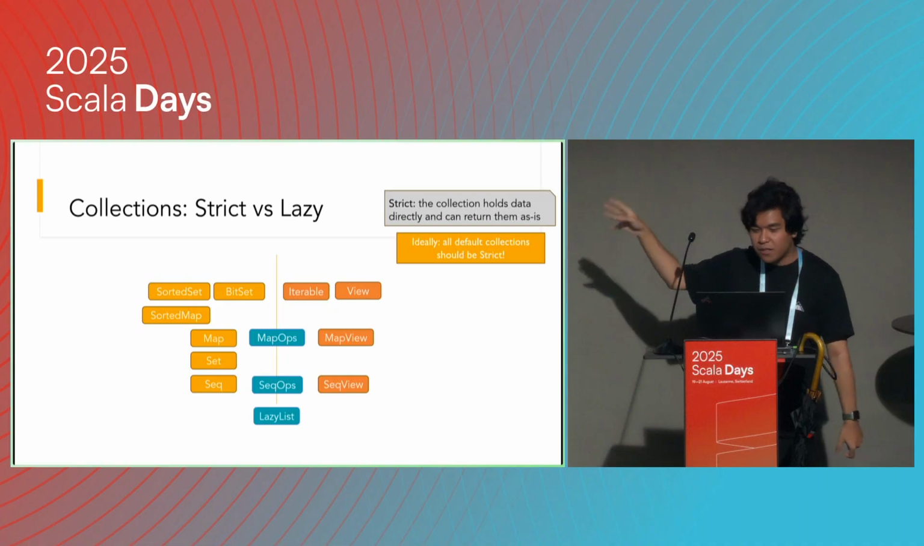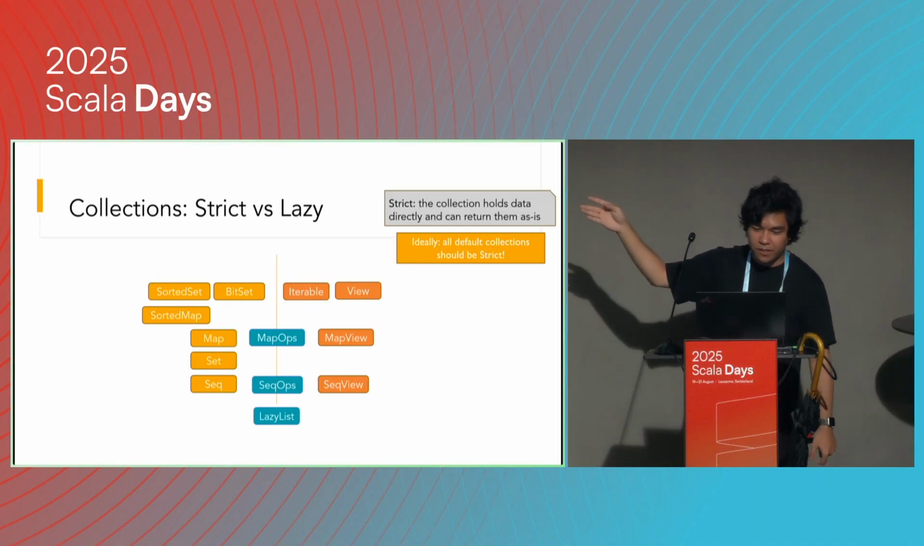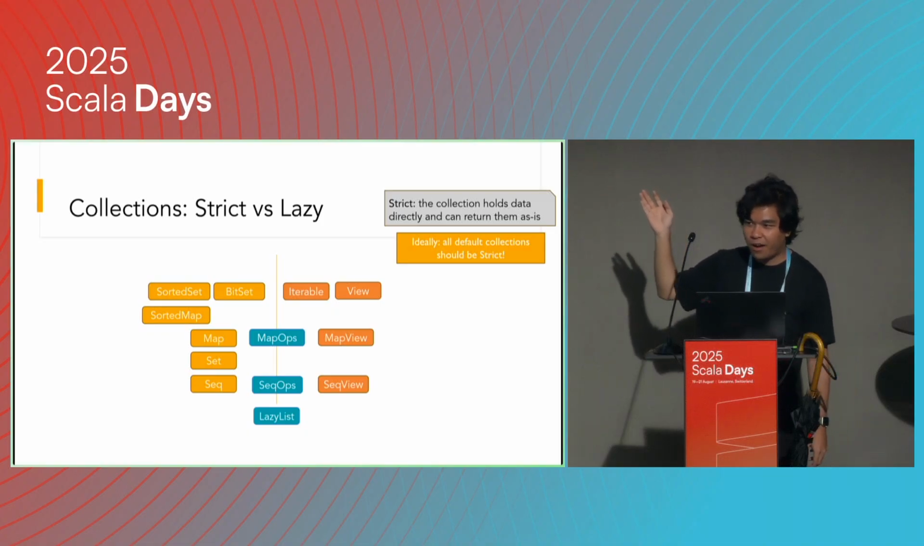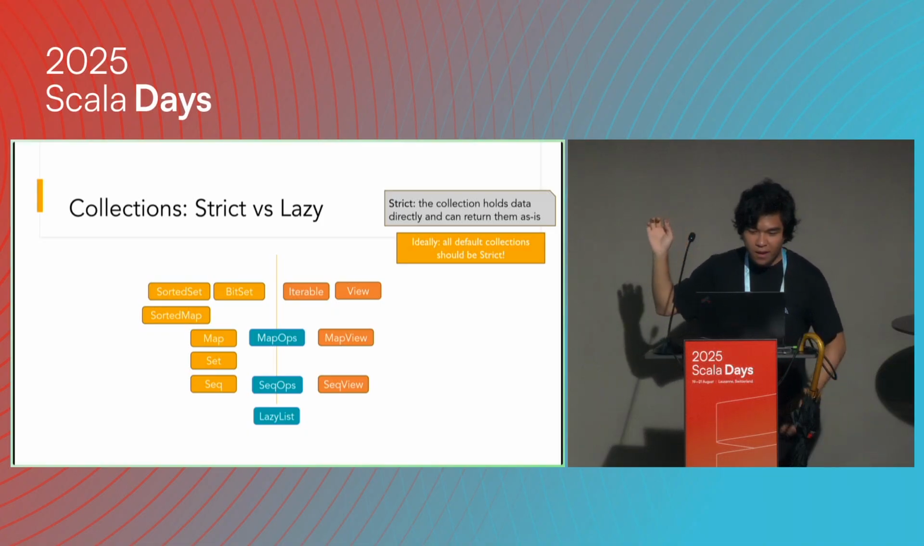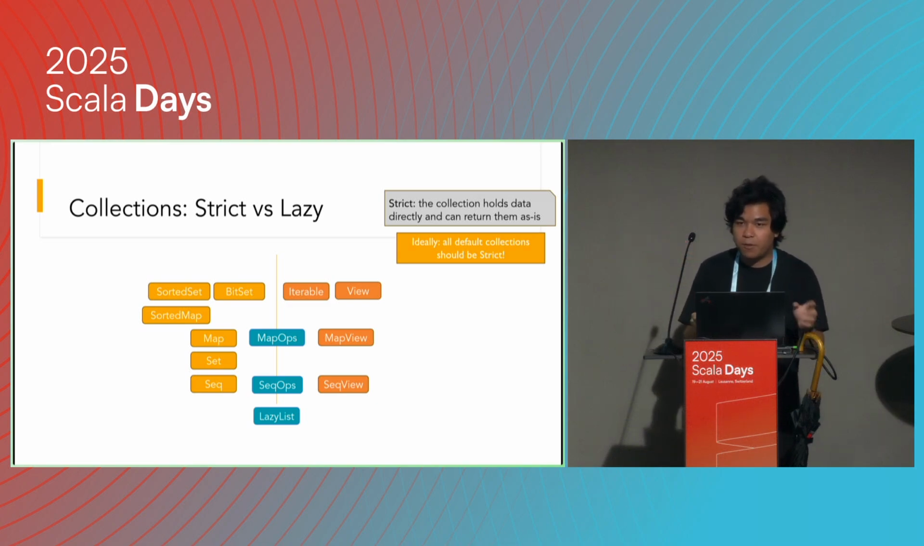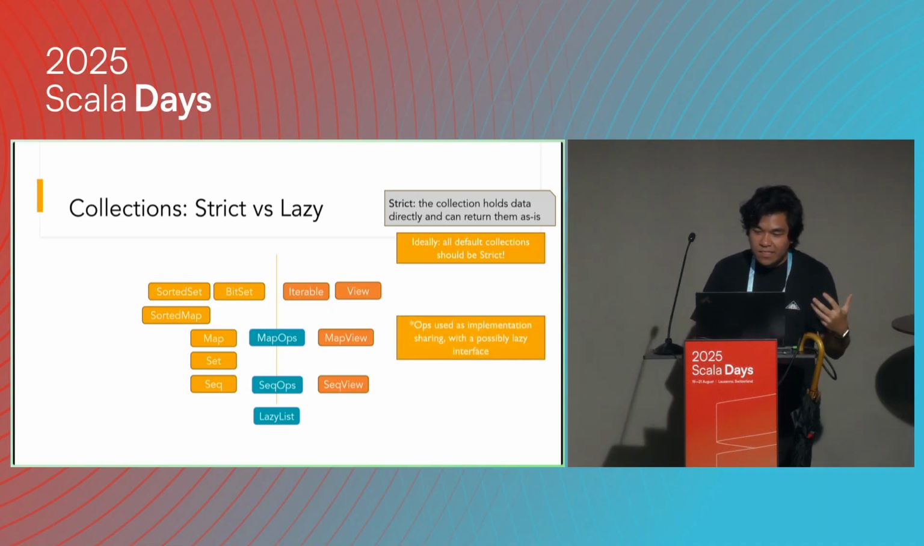And then in the middle, we have the common implementation. So MapOps actually provides the implementation for both Map and MapView. One of them is strict, the other is lazy. And the same thing happens for SeqOps, which provides an implementation for both Seq and SeqView. And so the ops themselves have to have a possibly lazy interface, while the same thing in Map should have a strict interface.